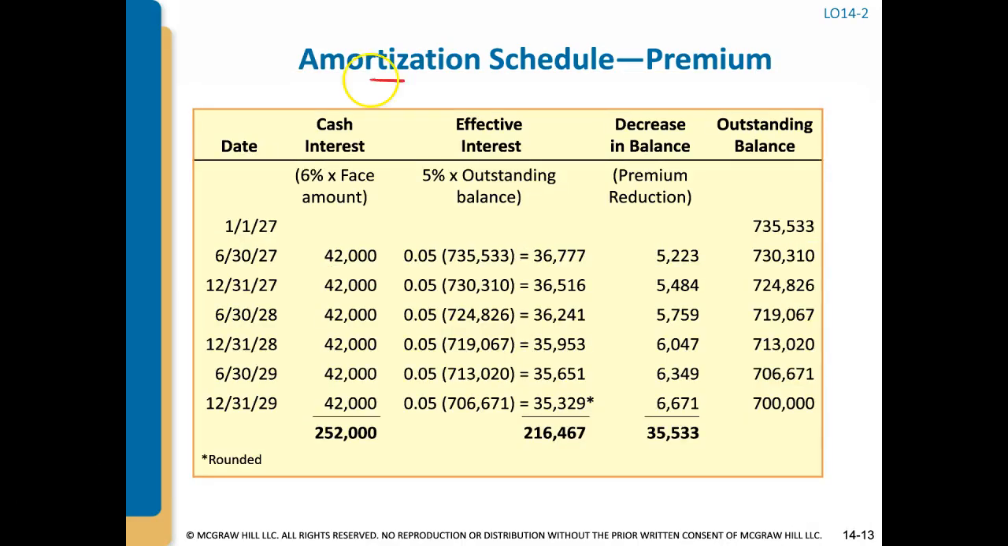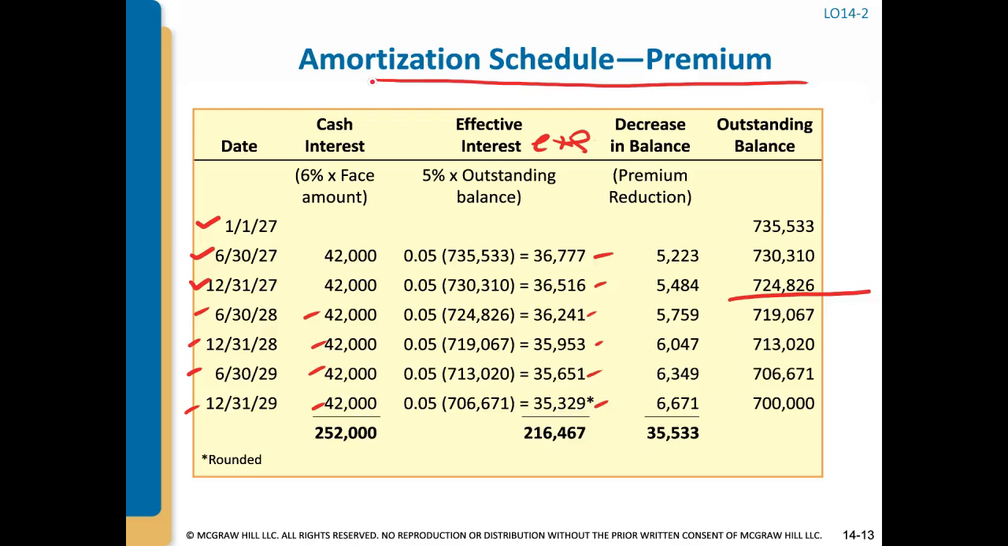To finish this off, this is the amortization schedule using bonds sold at a premium. Here is the full amortization schedule. This is the date of issuance. These are the first two payments that we went through. So here's my outstanding balance of 724,000 that we just ended with. Every 6 months, we make the same payment of 42,000, except the interest expense amount is going to be different every 6 months. You can see here, all these numbers are not the same.